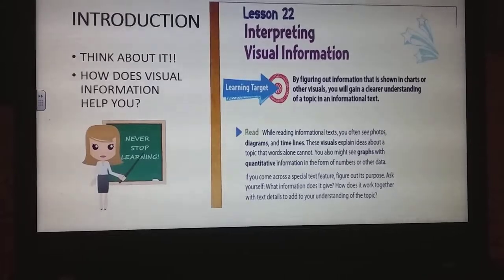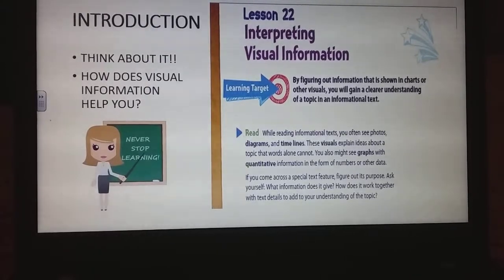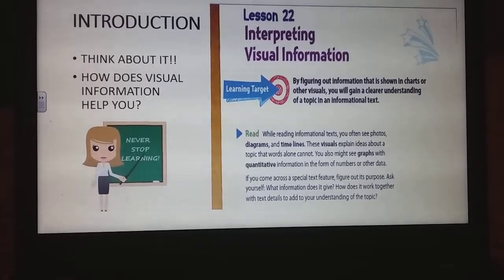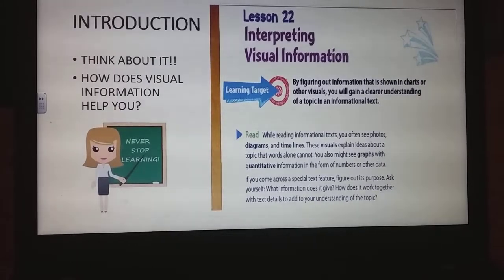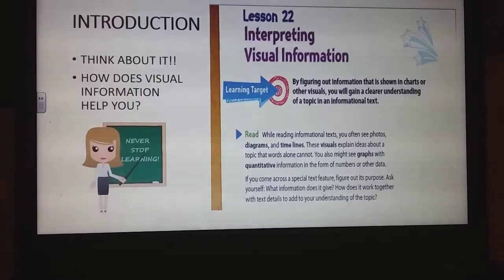And if you come across a special text feature, you have to really try to figure out its purpose. So when we talk about interpreting visual information, that means you're trying to figure it out. What is this visual information adding, or how is it adding to my understanding of the topic or the text?